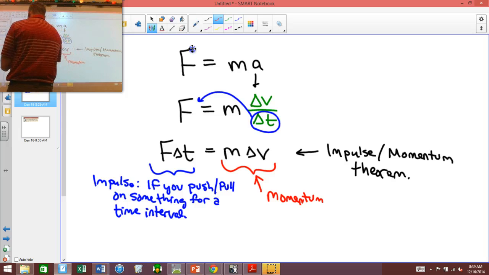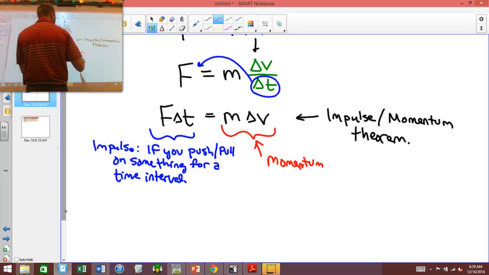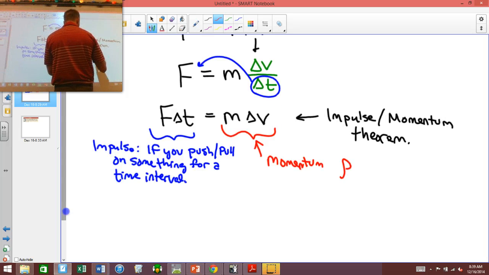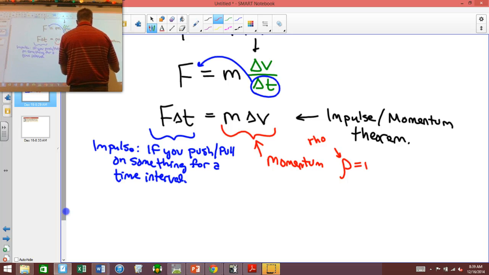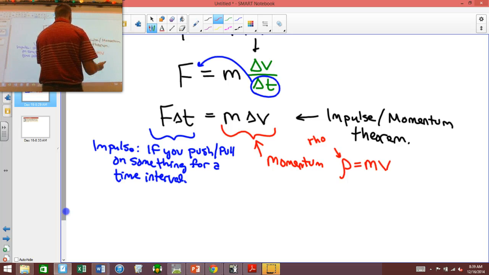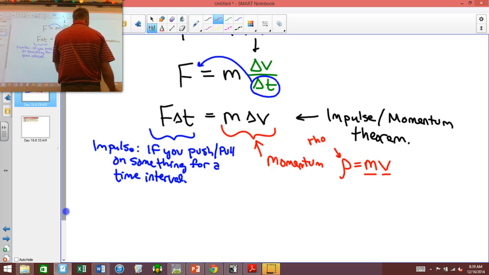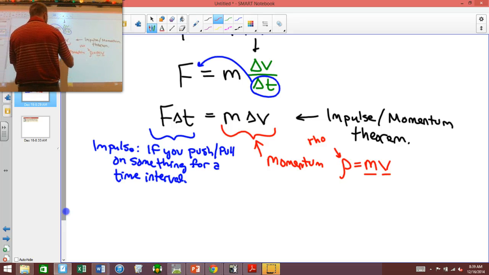Well, first of all, momentum is your mass times velocity. We use the Greek letter rho. It's like a P with like a curly thing. Momentum is your mass times your velocity. If you've got a lot of momentum, you've got a very large mass or you've got a very large velocity. It's the combination of both. Now, this right here, this is a change in momentum because of that delta.